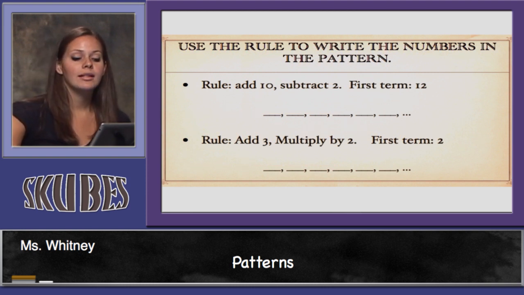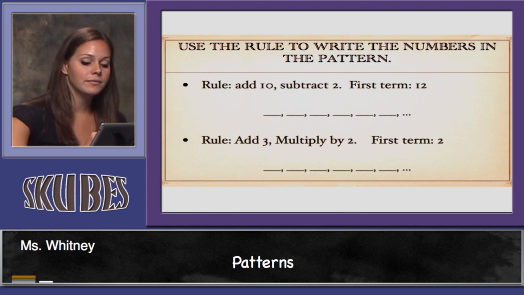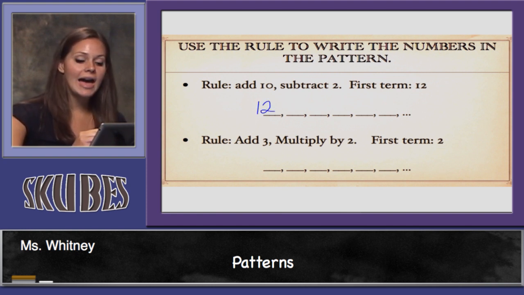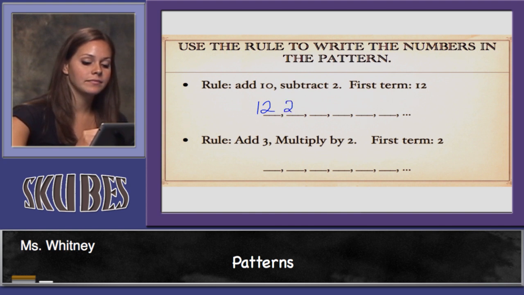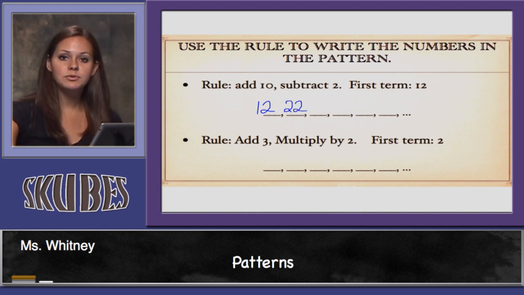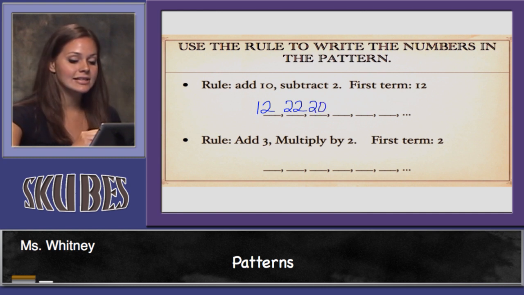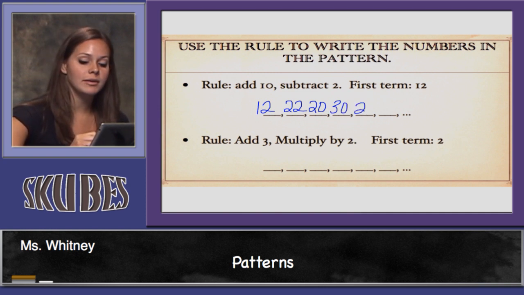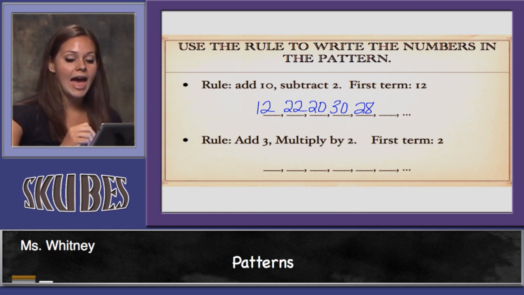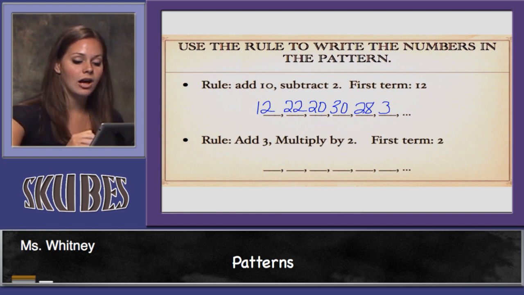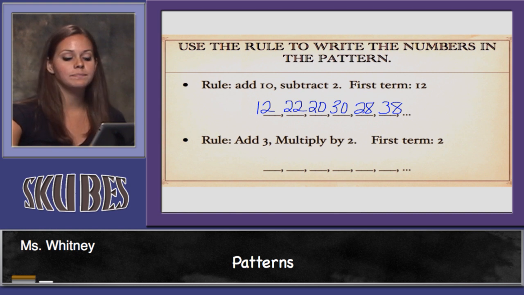Let's try another one. Let's add 10 and then subtract 2. My first term is 12. So I'll add 10, and then I'll subtract 2. So when I added 10, I got 22. Now I'll subtract 2 and get 20. Next, I need to add 10 to 20. I'll have 30. And subtract 2, I'll be at 28. Next, I'll add 10 to 28. I'll be at 38, and so on.